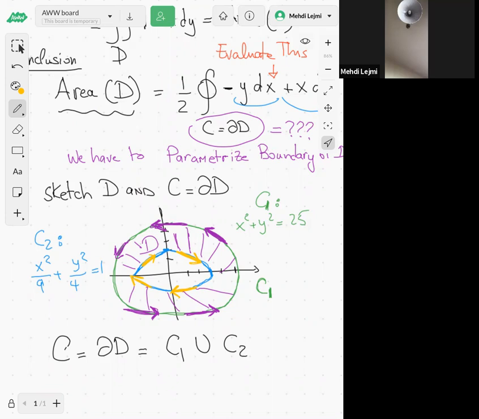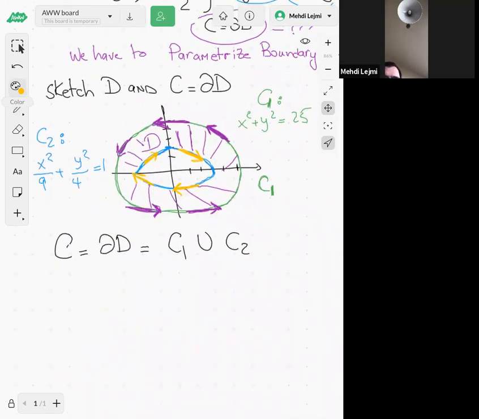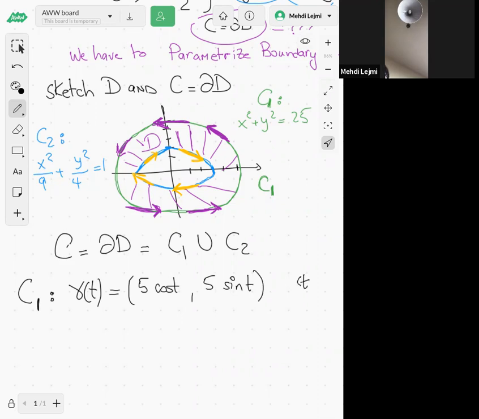Now, you need to parameterize the boundary. So let's first parameterize C1. C1 is just a circle. Whenever you have a circle, you can just use cosine and sine. In this case, the radius is 5. So the parameterization here would be 5 cosine of t, 5 sine of t, with t between 0 and 2 pi, of course, because it's a whole circle, as usual.